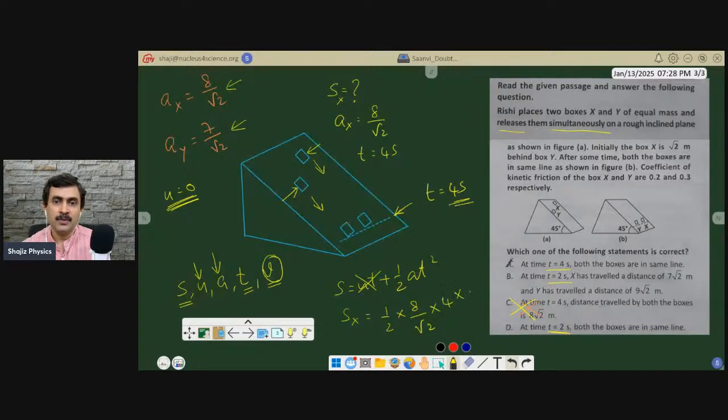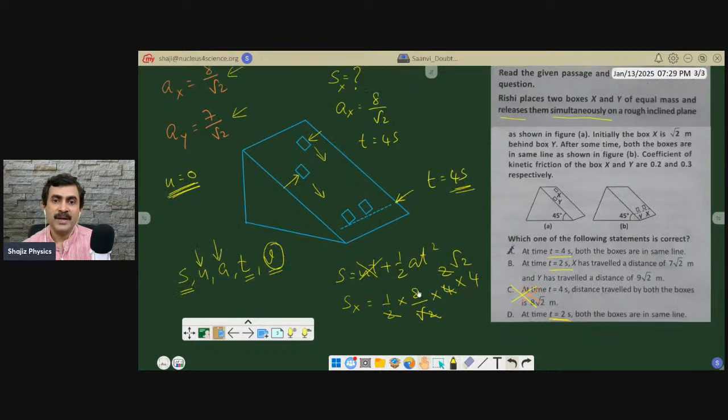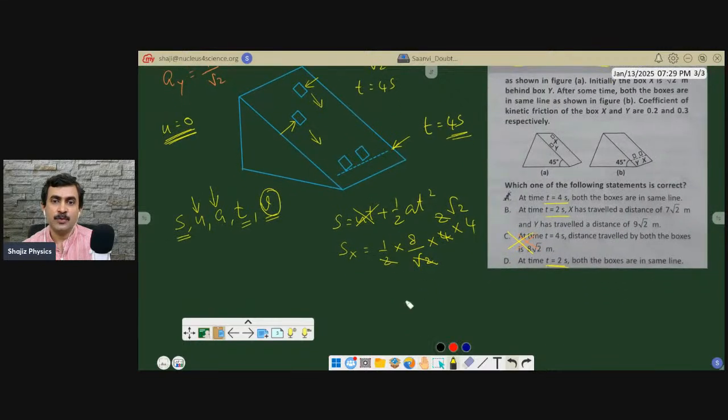4 into 4. Now, see, this 2 will get cancelled here as 2, and this root 2 will get cancelled here as root 2. So the resultant value is 8 into 4, 32, 32 root 2. So the displacement of x we will get to be 32 root 2 meter.